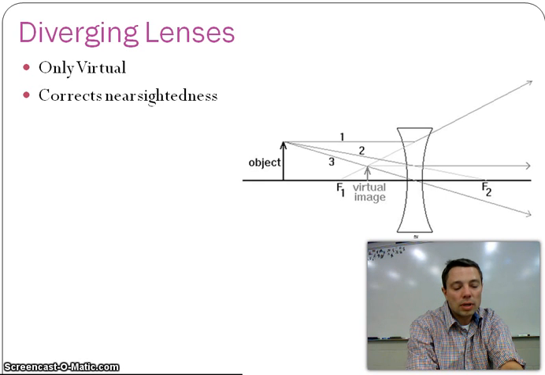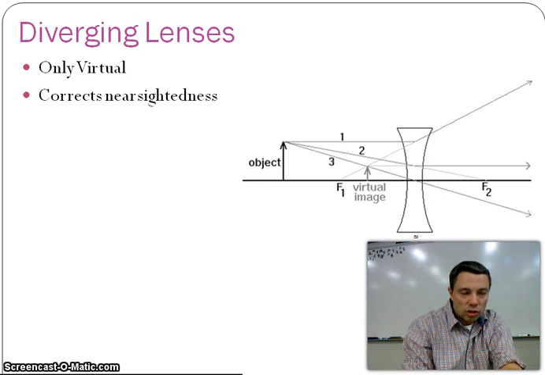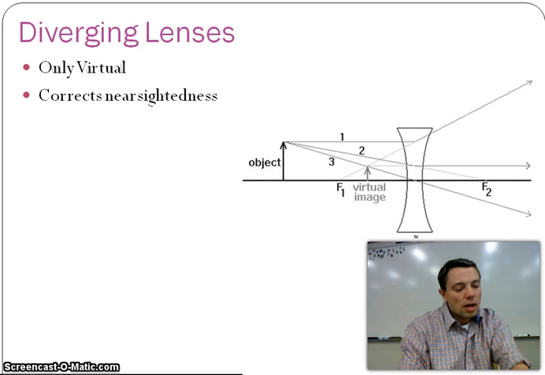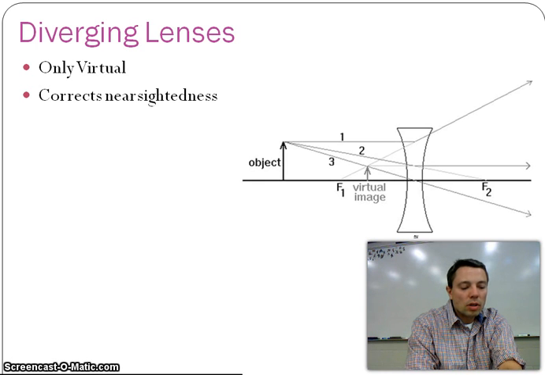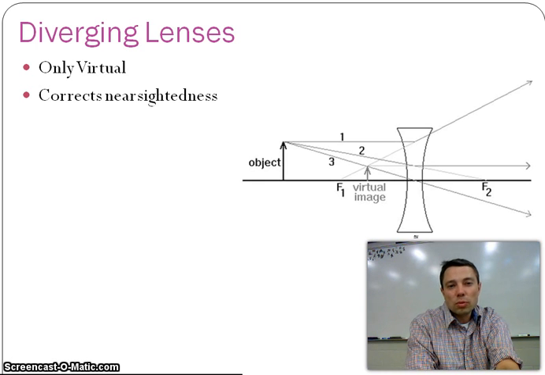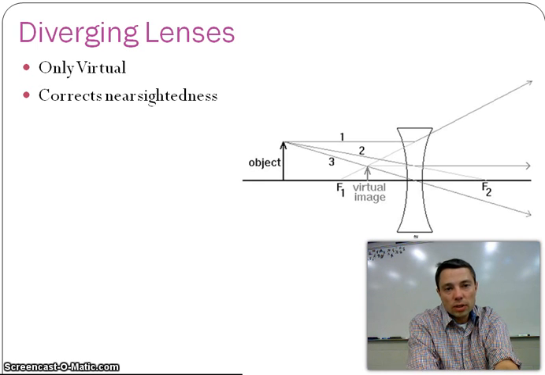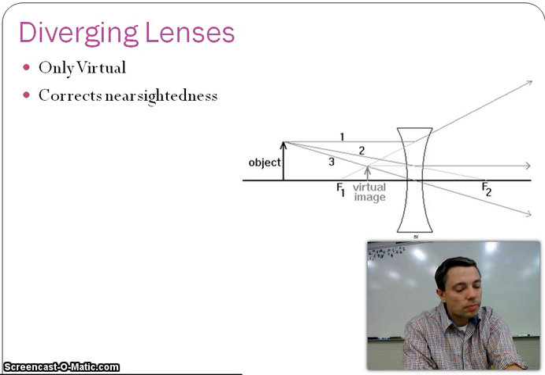So a diverging lens does this. It actually spreads the rays of light out. When we look at this, we can only get virtual images, so we can never get a real image from a diverging lens, only from a converging lens.